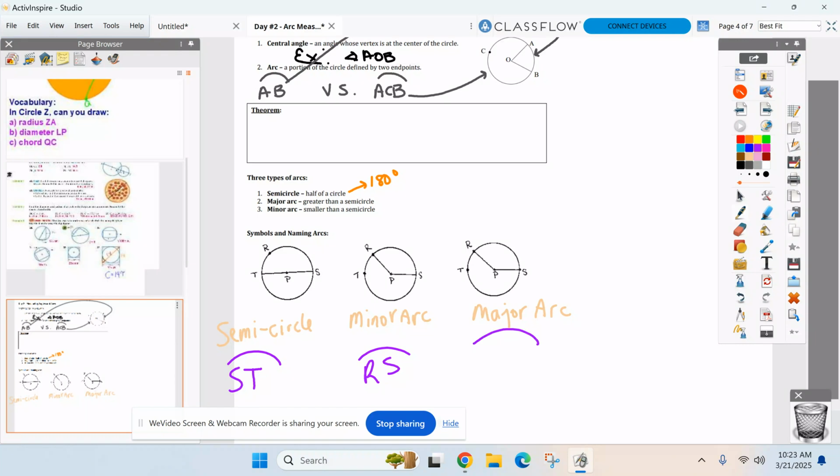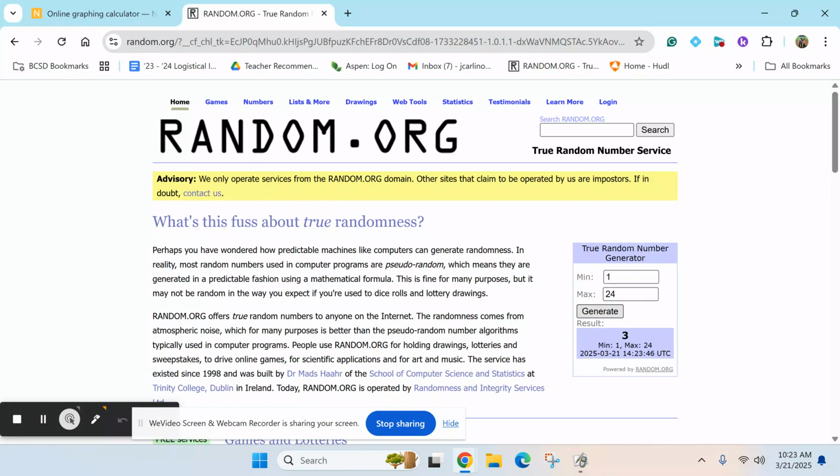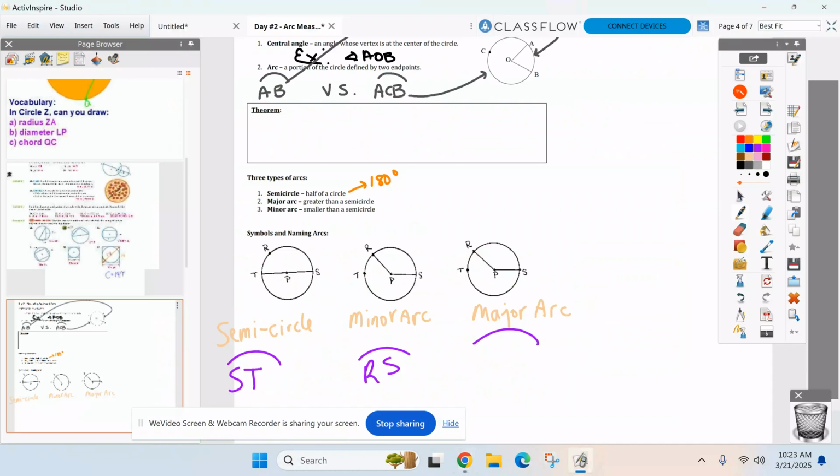And then how about a major arc over here? Something bigger than a semicircle. Something bigger than a semicircle, John? RTS. RTS works for me. Or STR, that's fine. All right, any questions? Because now I'm going to go back to the theorem.